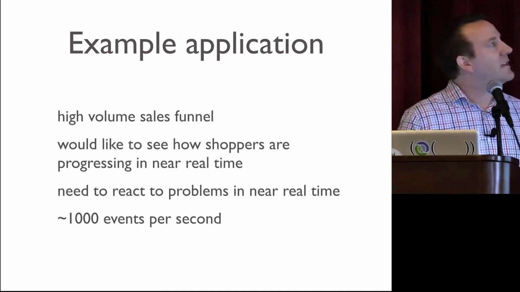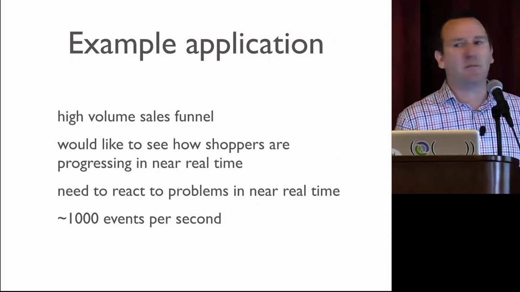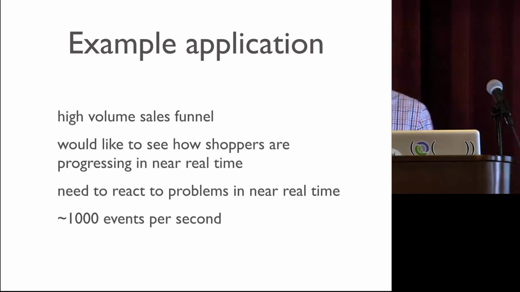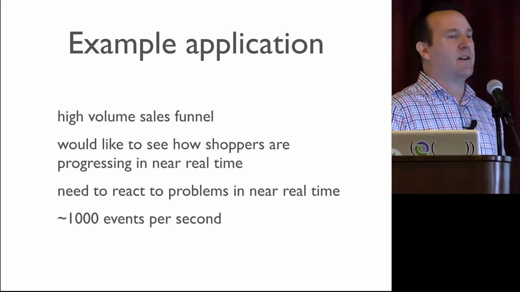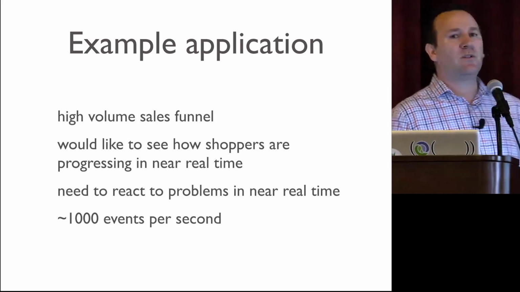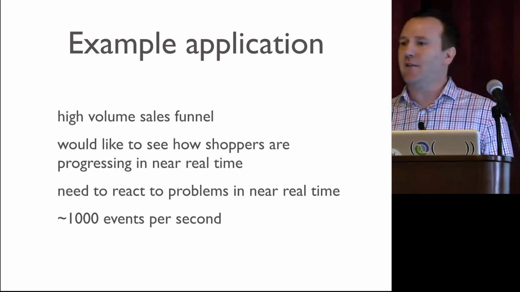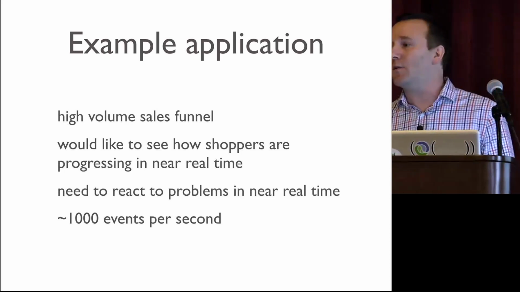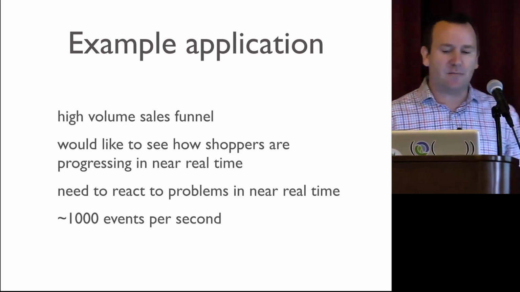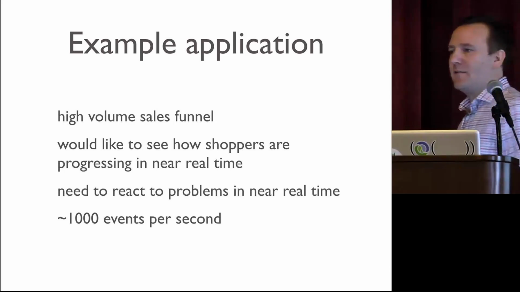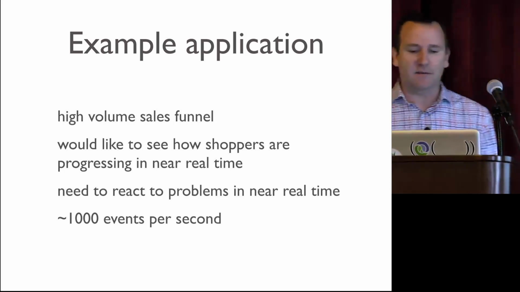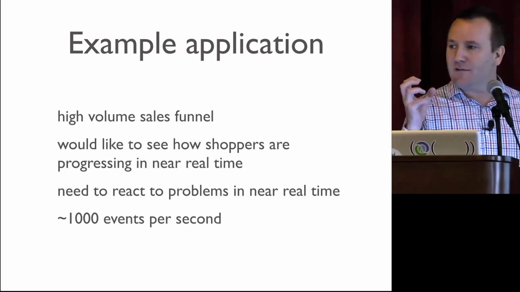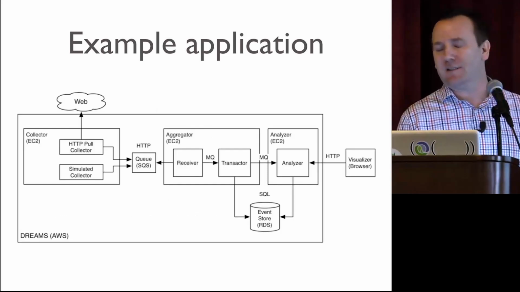So the first thing we're going to do is take a look at an example application, something that we built for a client. We had a client that came to us and asked us to build a way to visualize their sales funnel. And they wanted to see in near real time how people are progressing through the funnel, and if there are any problems, how they would be able to deal with those problems in real time. And the system needs to support receiving about 1,000 events per second from the system that it lives within, and even though it's getting 1,000 events per second, it's updating the browser about twice a second.